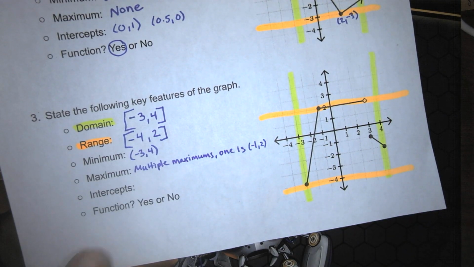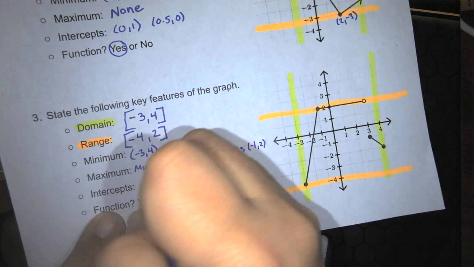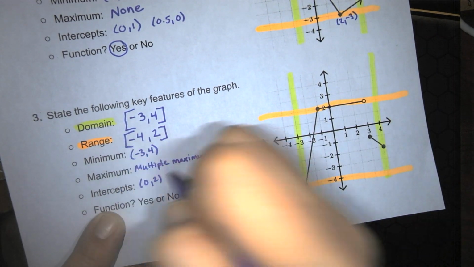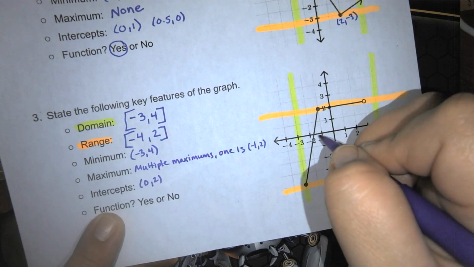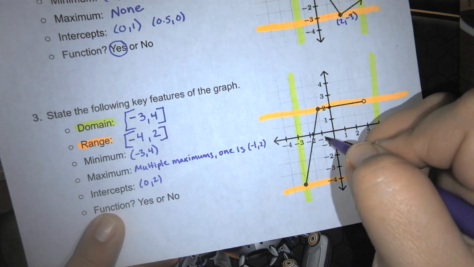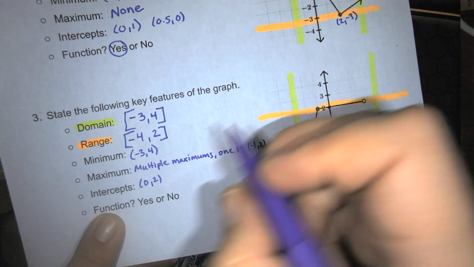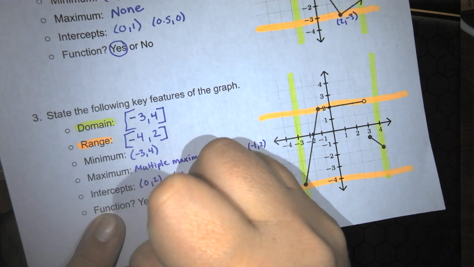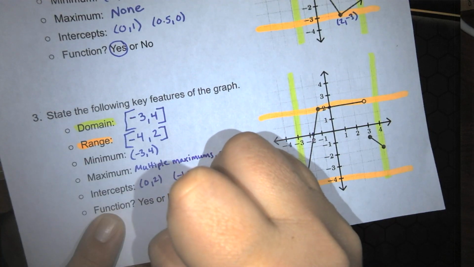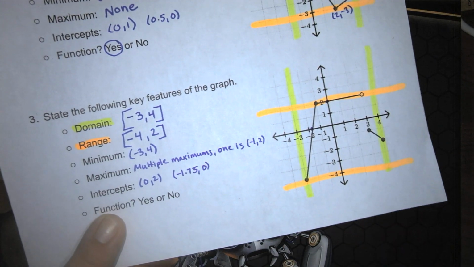For intercepts, we have a y-intercept here at 0, 2. Do we have an x-intercept? We do right here. This one is a little harder to judge, but we can estimate. It's between -1 and -2, and it's more than halfway. So I'm going to say -1.75, comma 0. And those are the only two places where it's crossing the x or y axis.